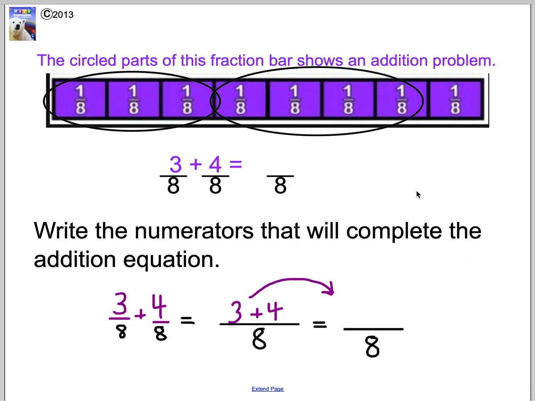We can use fraction bars too, and you'll see these quite often, in order to model math with fractions. We have the denominators are the same. We have 3/8 over here and we're adding 4/8. So what we can do is write an addition equation like this, where we slide the numerators together and put them on top of that 8 denominator, since denominators don't change when adding. And when we do that, we will get 7/8. 3/8 plus 4/8 is 7/8, and you can count them there.